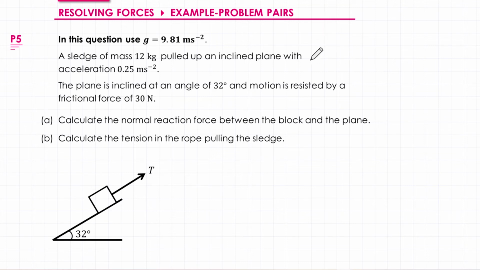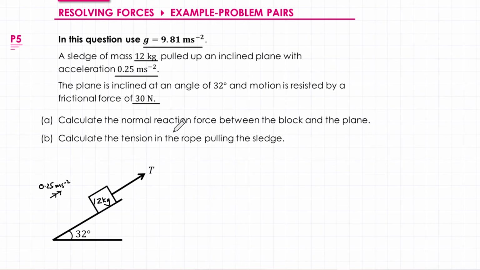Okay, welcome back. Here's my solution then. First of all, in this question, we're using g equals 9.81 meters per second squared. That tells us answers need to be to 3 significant figures. We have a sledge of mass 12 kilograms being pulled up an inclined plane with an acceleration of 0.25 meters per second squared. Let's add that to the diagram. The plane is inclined at an angle of 32 degrees and motion is resisted by a frictional force of 30 newtons.